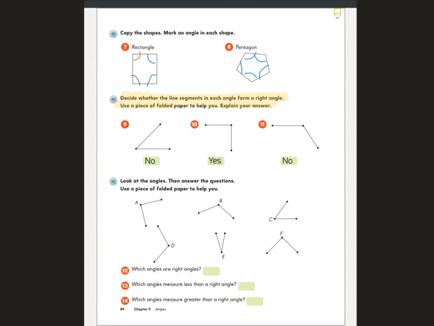Okay, these are our last 3 problems for today. Here are the directions for our next section. It says, look at the angles. That means these angles right here. It says, then answer the questions. You can use your folded piece of paper to help you.